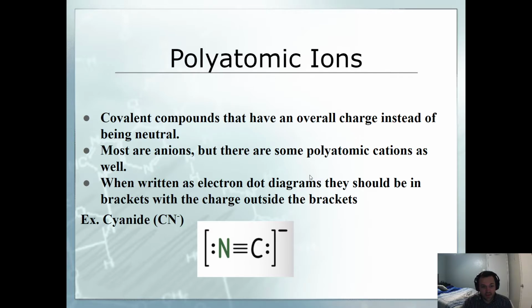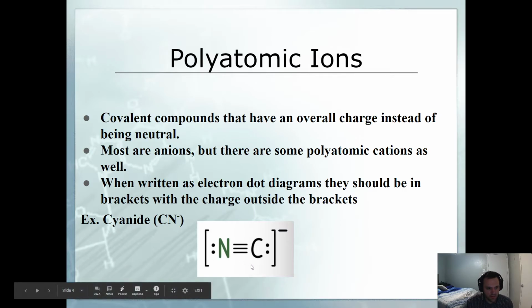Most of them have a negative charge. They're mostly anions, but there is one or two that are positive charges as well. So you can have a polyatomic cation. You just have to pay attention to what the charge is on them. All right. When they're written as an electron dot diagram, like you see down here, you should draw it out just like you would any other electron dot diagram, and then put brackets around it and put the overall charge outside of the brackets.